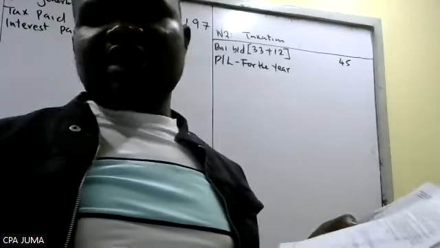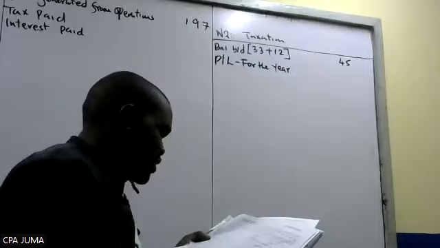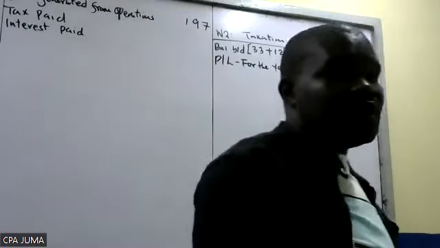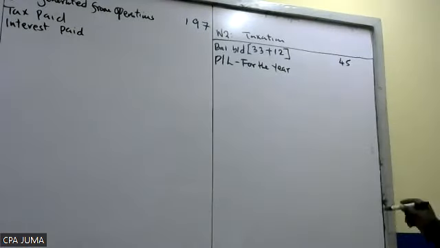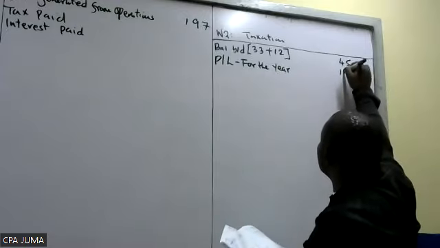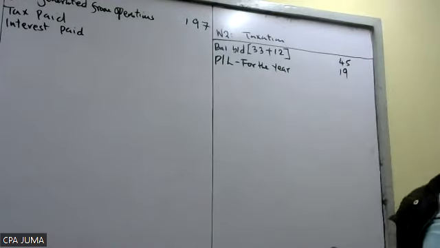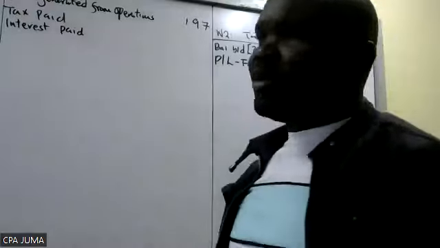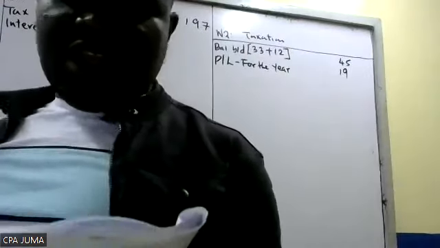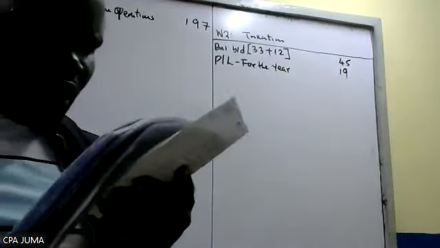Are you seeing income tax of 19? Yes. In the P&L? Yes. So in the P&L, there is tax of 19.